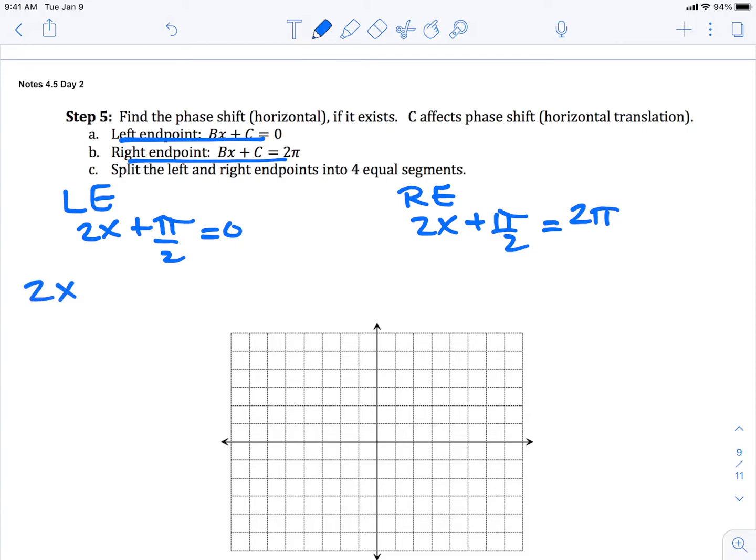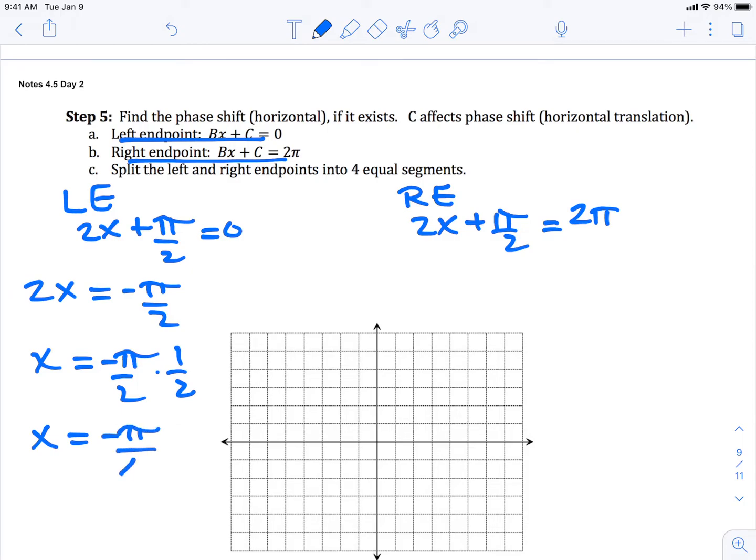So we'll subtract pi over 2 from both sides, and then divide both sides by 2 or multiply both sides by 1/2, which is the reciprocal of 2. Now we multiply that fraction across, giving you negative pi over 4. So we will start our first point at negative pi over 4.